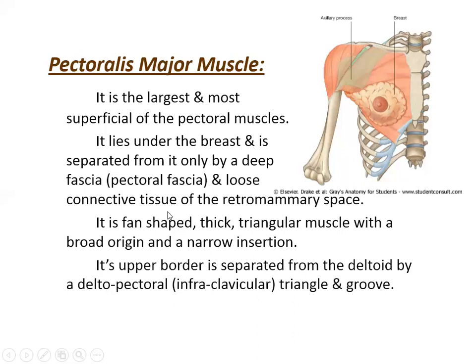Its upper broad border is separated from the deltoid by the deltopectoral groove, also called the infraclavicular triangle. If you see here, there is a small area between the deltoid muscle and the pectoralis major muscle. These two are separated by a small triangular area as well as a groove called the deltopectoral groove or the infraclavicular triangle.